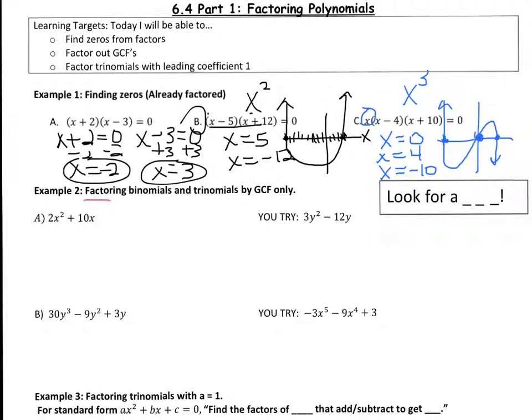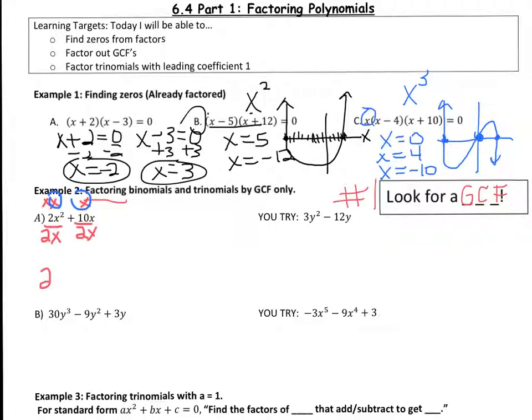Anytime directions tell you to factor anything, the first thing you should always do, your number one step, is to look for a greatest common factor. That's what you should always try to pull out first. So when we look at A, we look at the greatest common factor of 2x squared and 10x. In other words, what can we divide both of those by? We can divide both of them by 2. And if the first one has 2x's and the second one has 1x, then they would both have just 1x that would match up. So we'll divide both of them by 2x.